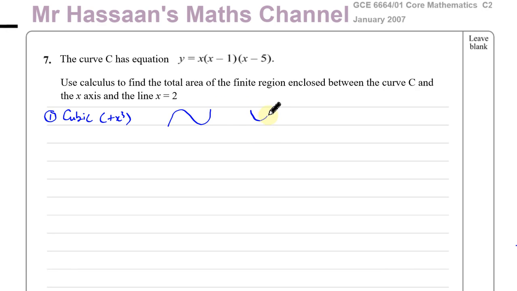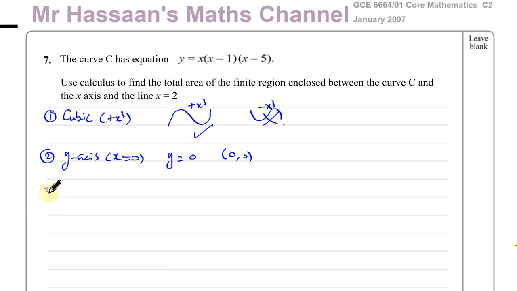As opposed to this. This is when you have a positive x cubed coefficient, and this is when you have a negative x cubed coefficient. So it's going to be like this, not like that. Secondly, we have to see where it crosses the x-axis and where it crosses the y-axis. A curve crosses the y-axis when x equals 0, because every point on the y-axis has x equal to 0. When we replace x with 0, we have 0 times minus 1 times minus 5, which is 0, so it goes through the origin.